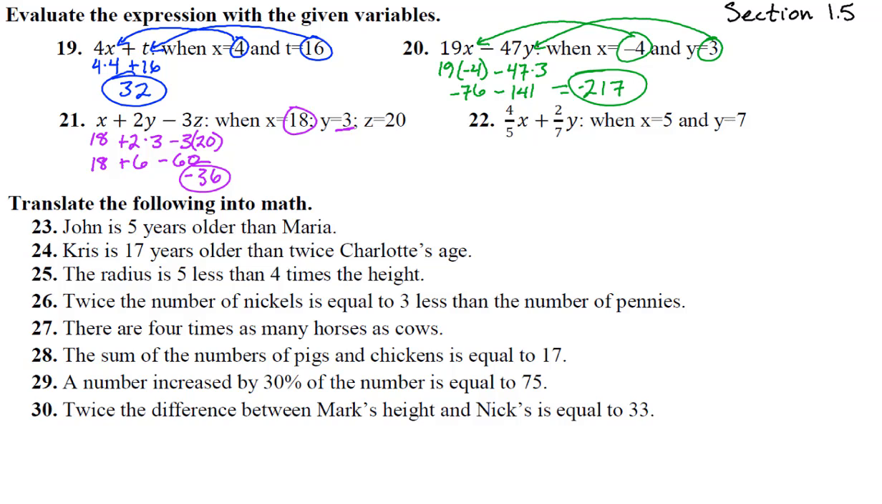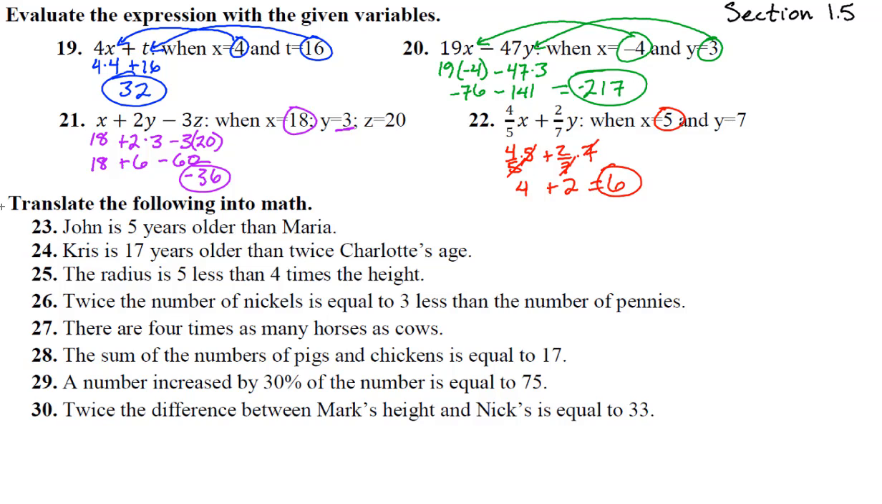And number 22, 4/5 times x. So x is 5. So we're going to put a times 5 right there. And that's a 5 over a 1 plus 2/7 times 7. And that's a 7 over a 1. 4 times 5 is 20 divided by 5 is 4. Plus, you could also see it as the 5's divide to 1, cancel out there. 2 divided by 7 times 7. 7 divided by 7 is 1. They're gone. So that's 4 plus 2. The answer would be a 6 on number 22.